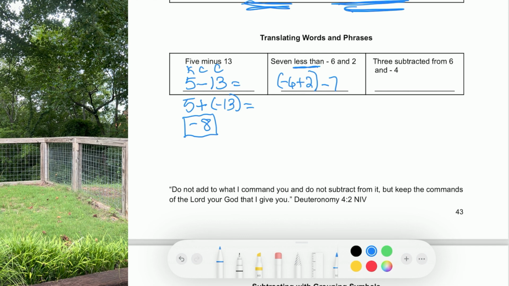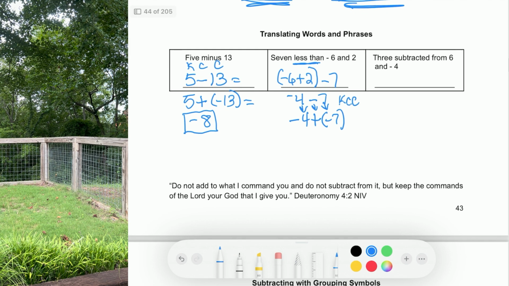All right, so negative 6 plus 2, we're going to take the difference, which is 4. Keep the sign of the greater, which is the 6, so it's a negative 4. Negative 4 minus 7, because we're just going to bring down that minus 7. I'm going to use the keep, change, change. So I have negative 4 plus negative 7. So I changed it, and I changed it, and I kept that one. Negative 4 plus negative 7, they have the same sign, so I'm actually going to add them and keep the sign. So 4 plus 7 is 11, and keep that negative sign. So our answer is negative 11.